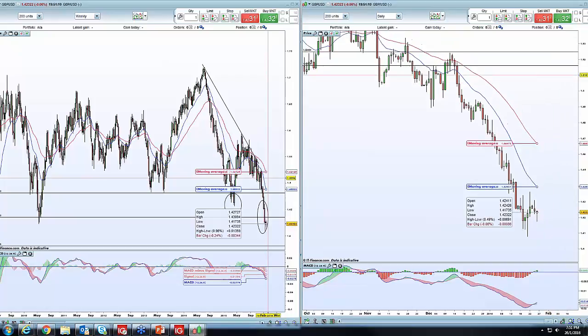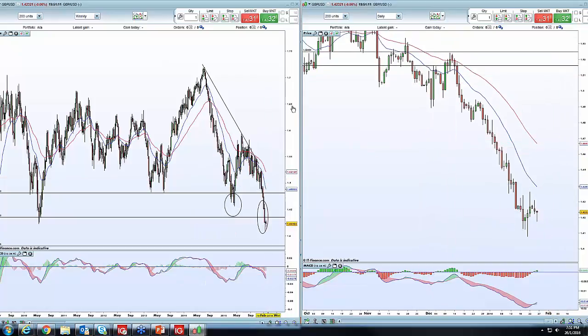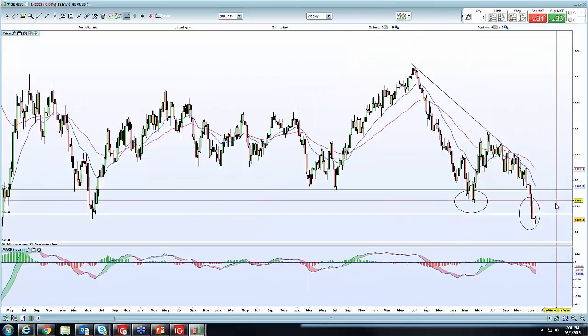So I placed a short trade on the pound dollar, and let me just run through my thought process and what my trade plan is like. Okay, so let me show you. Let me start with the weekly chart. Okay, so the weekly chart is really bearish, no two ways about it.